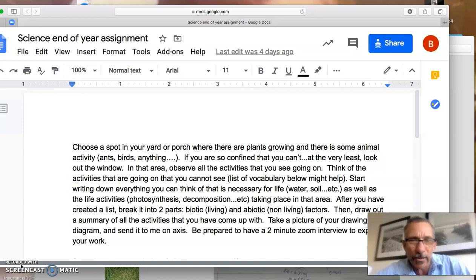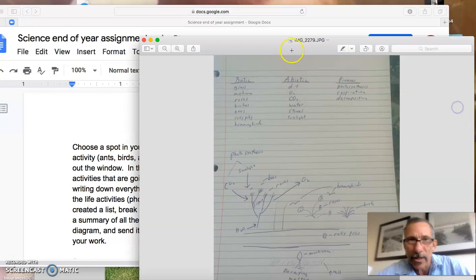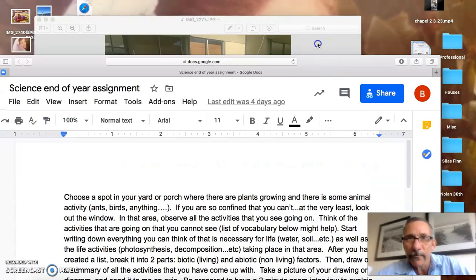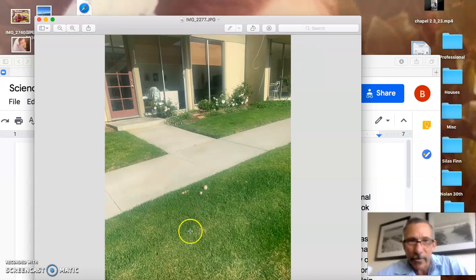If you open up the document from the bulletin board, or you can just look right here, what it says to do is to choose a spot in your yard or porch where there's plants growing, there's some activity, so ants, birds, anything. And if you're confined, you actually can do this just by looking out the window. Okay, so what I did is I just walked out my front door and took a photo of just this little area here. Okay, so this is what I mean.